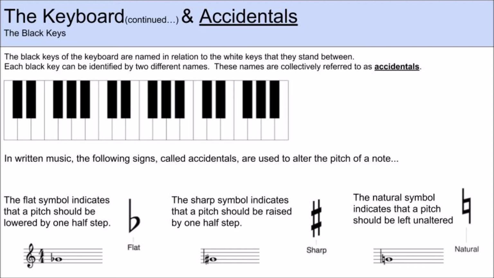The natural symbol indicates that a pitch should be left unaltered. This would be like keeping it as a white key. It does not get lowered and it does not get raised. I don't know exactly what you would call this symbol or how to relate it to something in real life. It's almost like an upside down 7 with a right side up 7, or a square with a line sticking out of the top left and a line sticking out of the bottom right. If you can come up with anything better to help remember this symbol, I advise it.